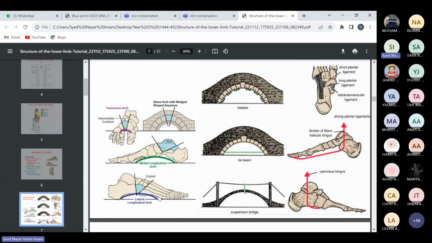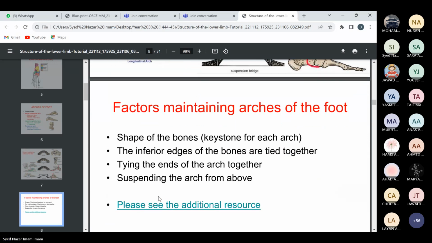Now, once the arch is formed, how are you going to maintain it? The formation of the arch is by the wedge shaped bone, but its maintenance is by some other factor. So this is an important question: factors maintaining the arches of the foot. One is the shape of the bone. So we have a keystone for each arch. If there is no keystone, there is no formation of the arch. And then once the arch is formed, you need to tie it.